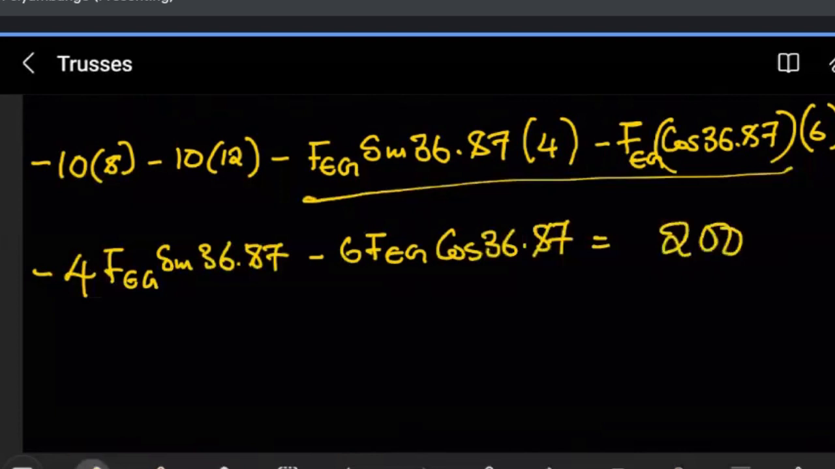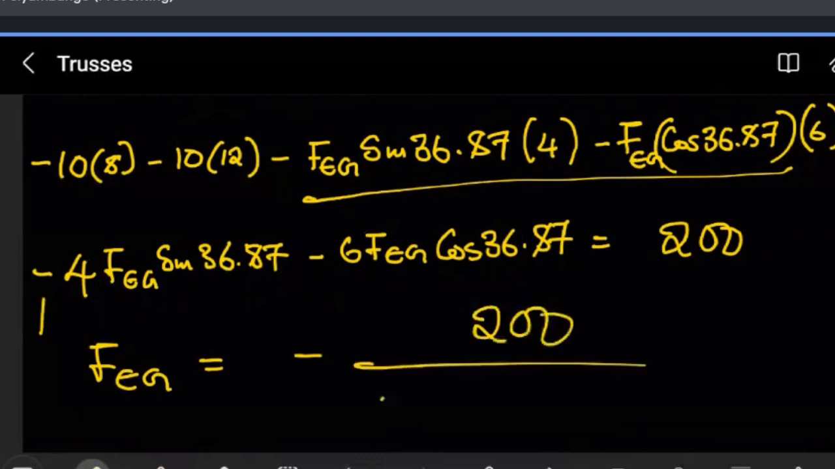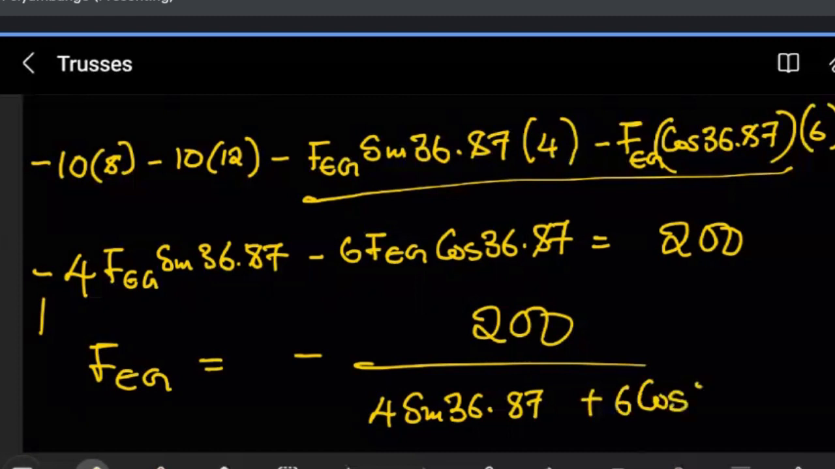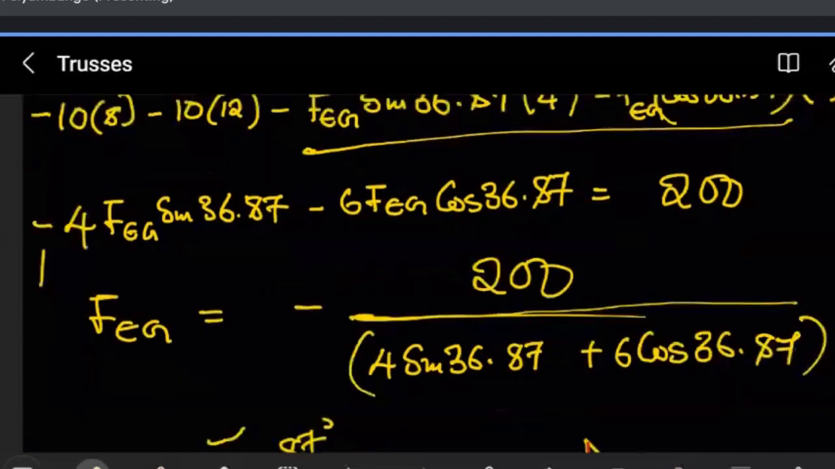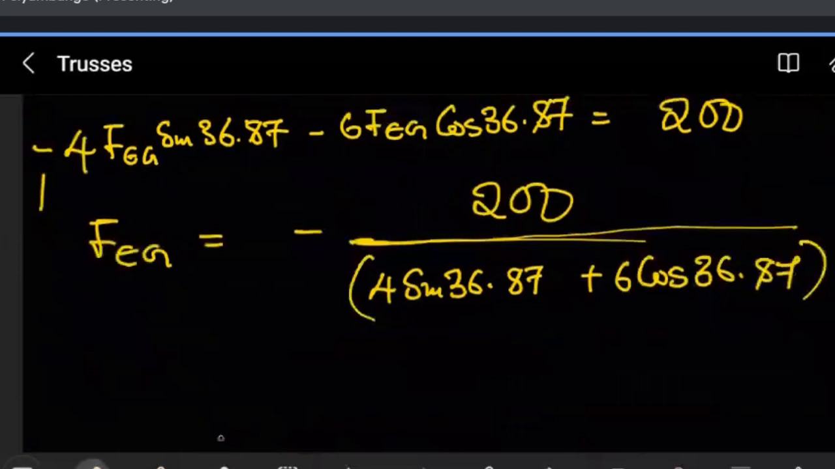From the first two terms, factor out FEG, then divide it to the other side. So you get FEG is equal to negative, because these two are negative. So you have negative there. This will be 200 divided by 4 multiplying sine 36.87 plus 6 multiplying cos 36.87. So this is what we're going to have to give us FEG. Can you try to do this? What are you going to get there?